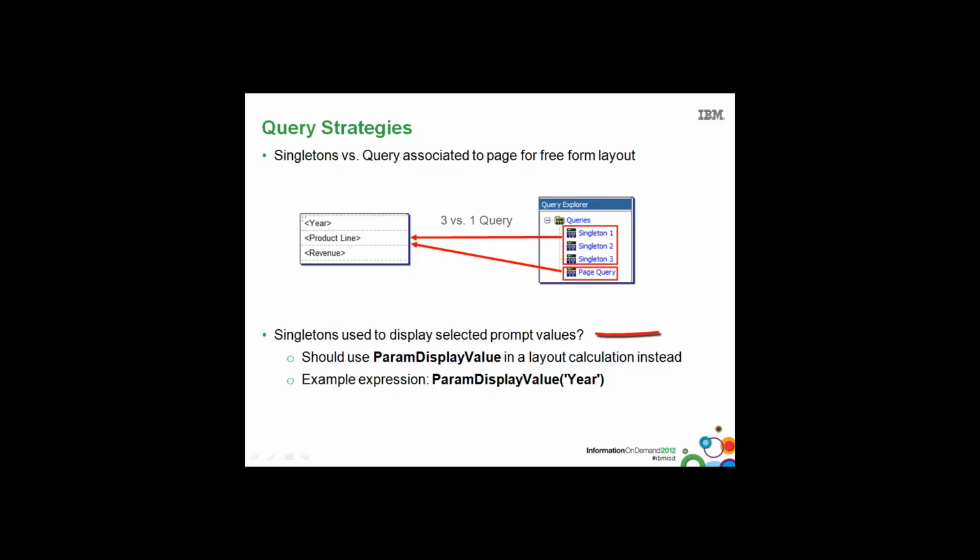The second item we'll look at is using singletons to display selected prompt values, and how there's a lot of overhead using singletons rather than using a param display value in a layout calculation.